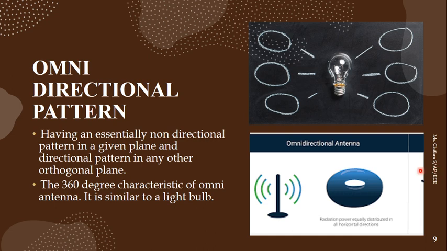So this is horizontal, this is vertical. In the horizontal plane, there will be maximum radiation. In the vertical plane, there will be no radiation. This is what we mean by omnidirectional pattern.